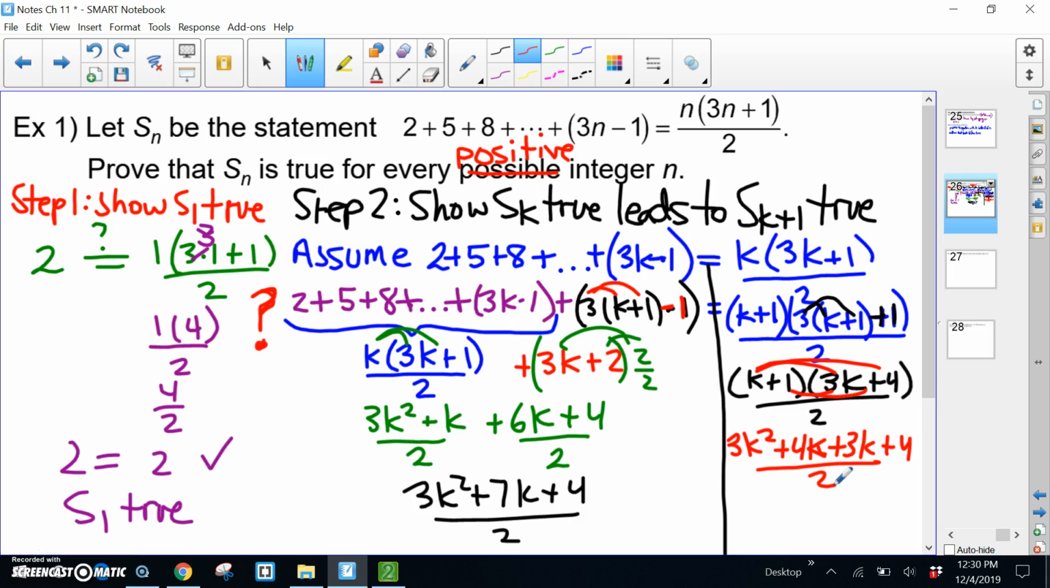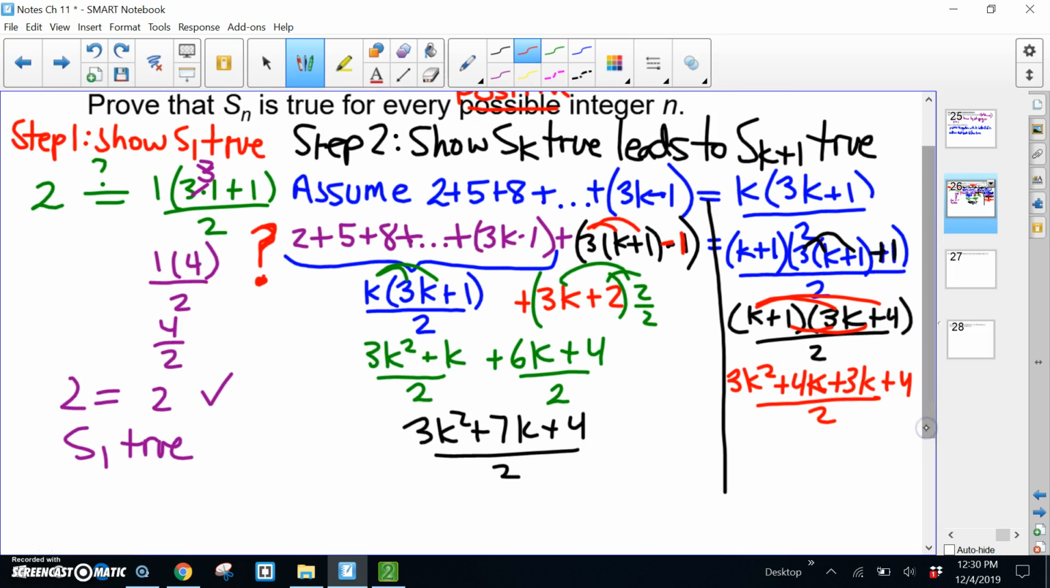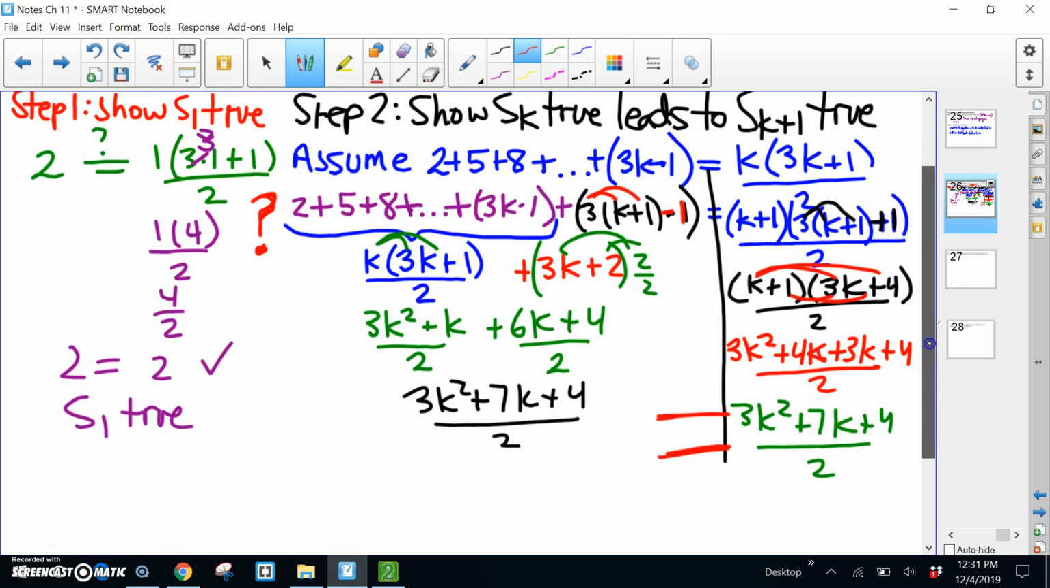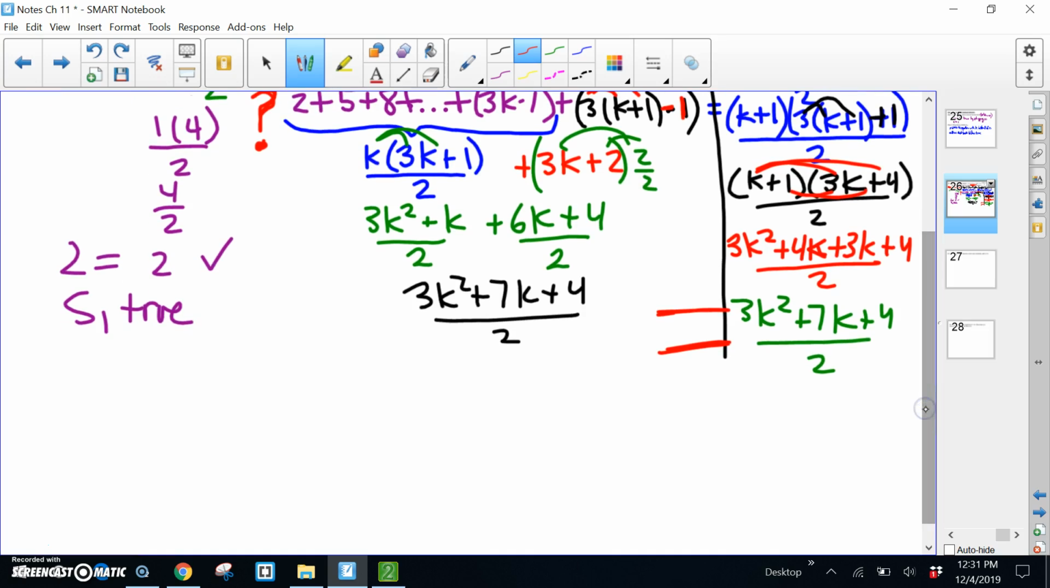All right, now I can tell this is going to work. Look at your like terms. You've got 3k squared plus 7k plus 4 over 2. You see how the left side is equal to the right side? That proves it. That proves that this is going to work for S sub k plus 1. All right, so we've done it.